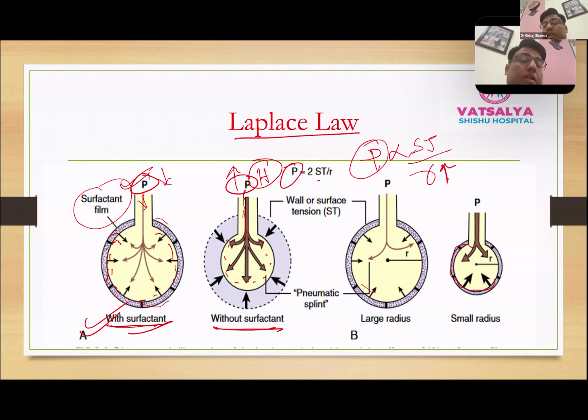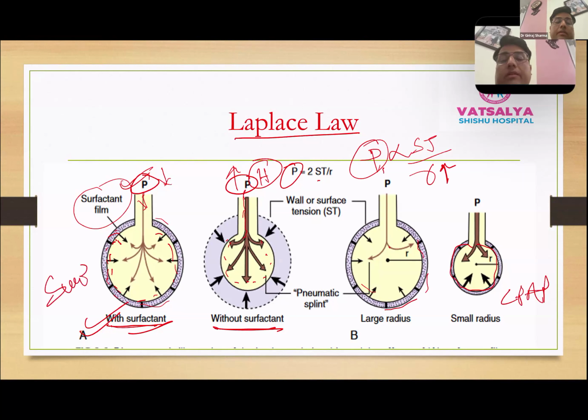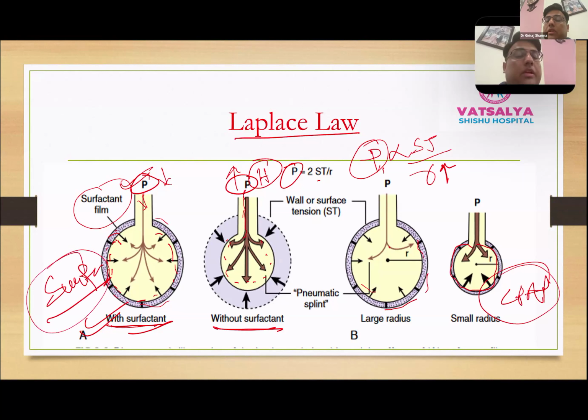So here the alveoli were collapsed, the radius was less, but here we are giving pressure and keeping alveoli open. When the alveoli have opened once, then the pressure required to keep alveoli open will be less. So this we are doing by CPAP. This we are doing by surfactant. So surfactant and CPAP both are helping to keep alveoli open and maintain the FRC. So this is the mechanism of surfactant and CPAP.